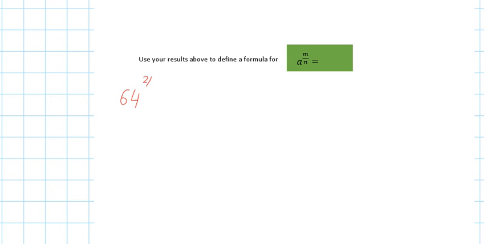Find the answer for me. So 64 power bracket 2 divided by 3. So this is what you're entering in the calculator. 64 bracket, exponent, bracket 2 divided by 3. That's what you're entering in the calculator. 16.